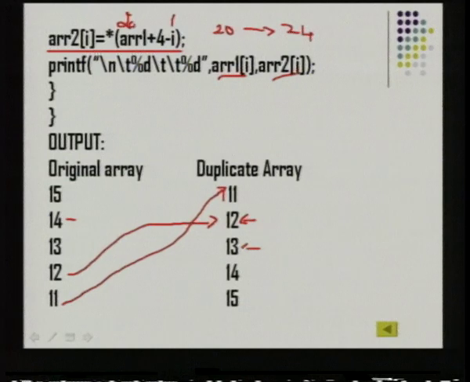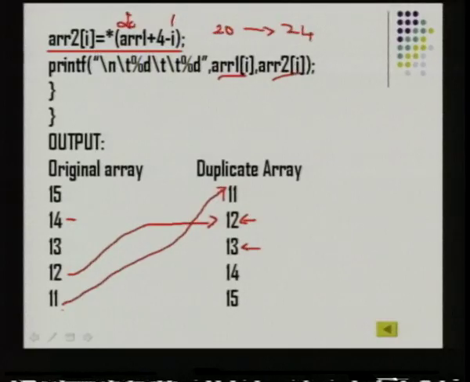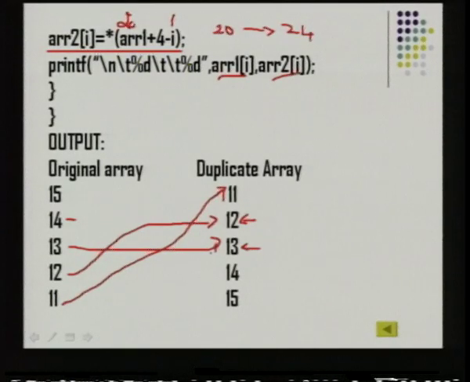Next I am going to copy the element to the third element of the duplicate array. So, what should be present in the third element? Coming from the reverse, 13 should be present. So, again 20 plus 4 minus 2, that means 24 minus 2, 22. So, this 13 goes to this third position. The values are displayed. Again I is incremented by 1.